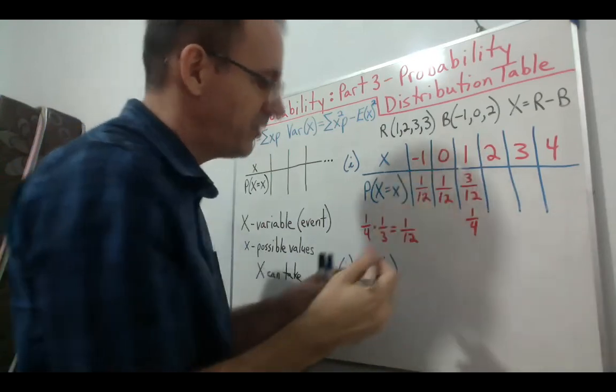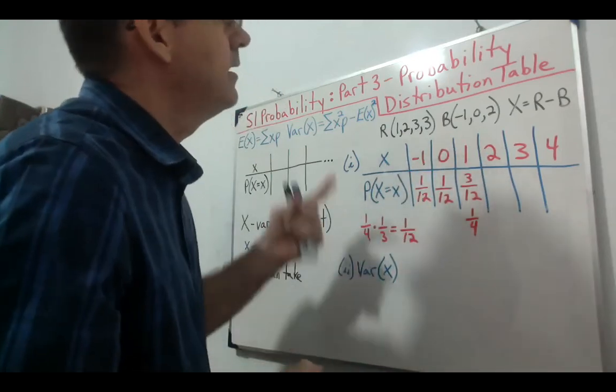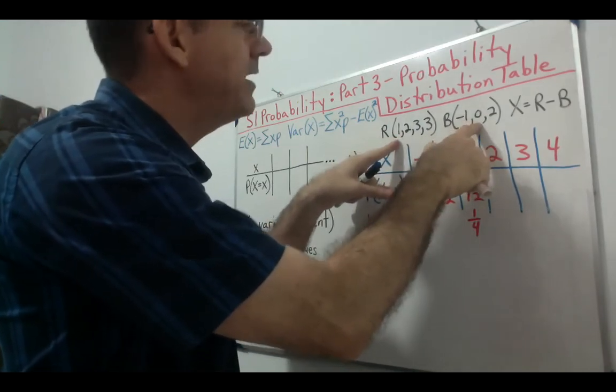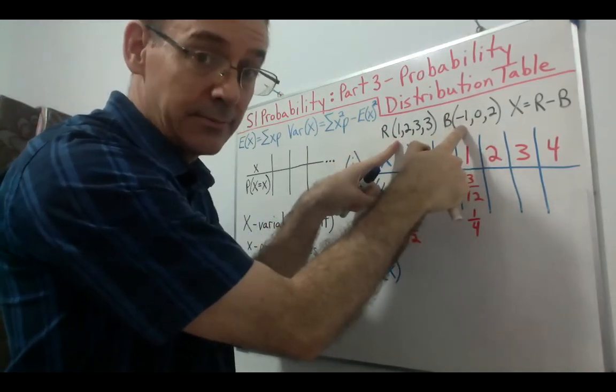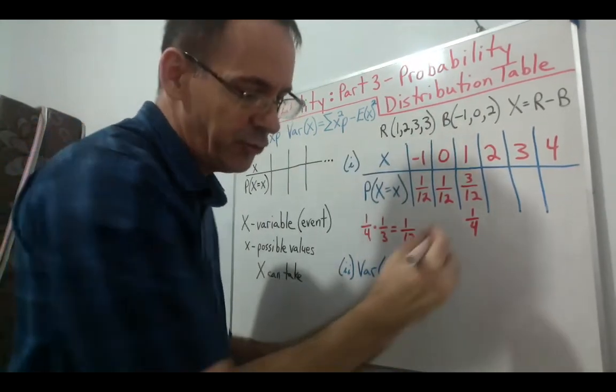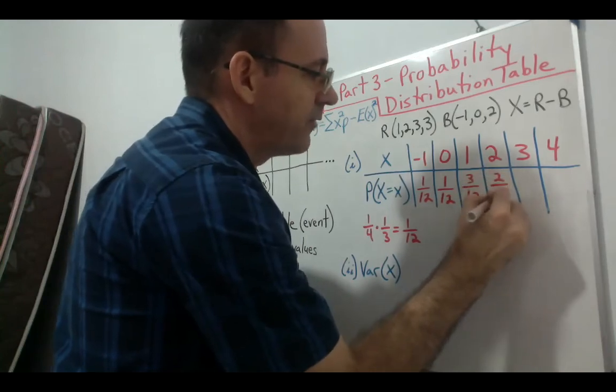So how many ways are there of getting a 2? Well, 2 minus 0, and 1 minus negative 1. So there are 2 different ways of getting a 2. So we have 2 out of 12 for that.